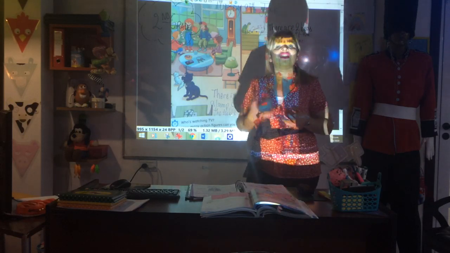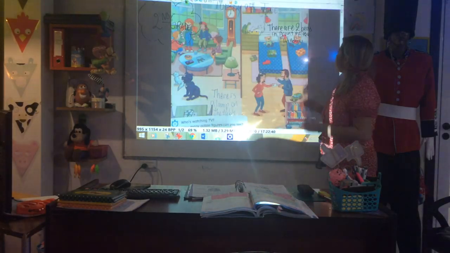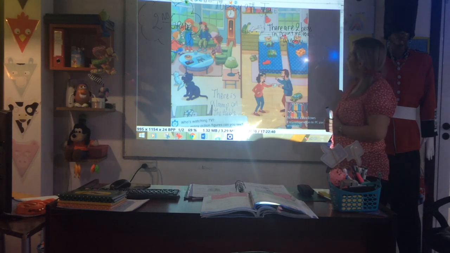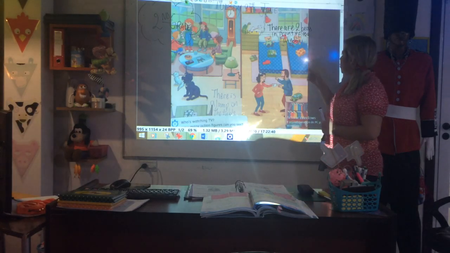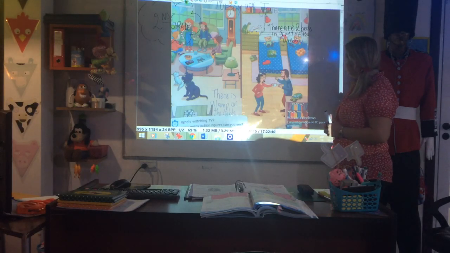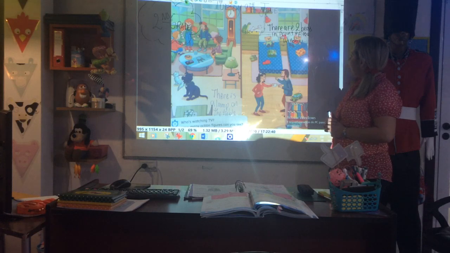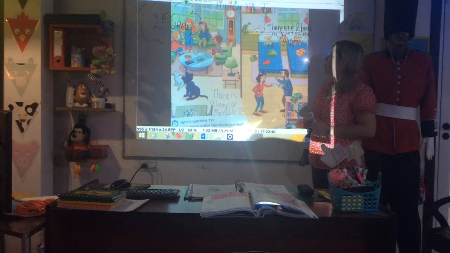Okay. So is it clear? There is. There are. Okay. Now let's go to there isn't. In this bedroom, there isn't a scooter. In this bedroom, there isn't a chair. There is a bookshelf, yes. In this bedroom, there isn't a dog. There isn't a cat, yes.